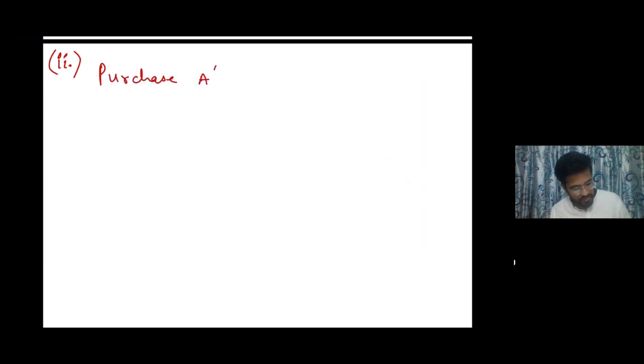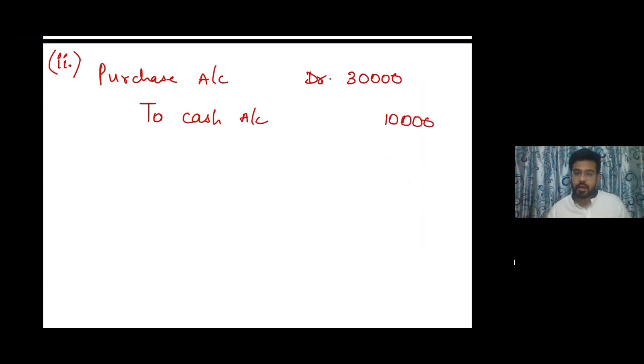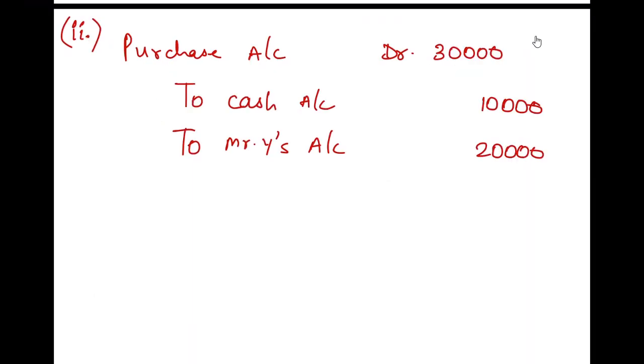So what we have discussed right now, it will be purchase account debited. How much the goods is purchased for? 30,000 rupees. Then how much is cash paid? It is 10,000. Cash paid is 10,000. And how much is the amount due which needs to be paid in future to Mr. Y's account? That is 20,000. Am I clear, everyone? Are you comfortable with this journal entry?